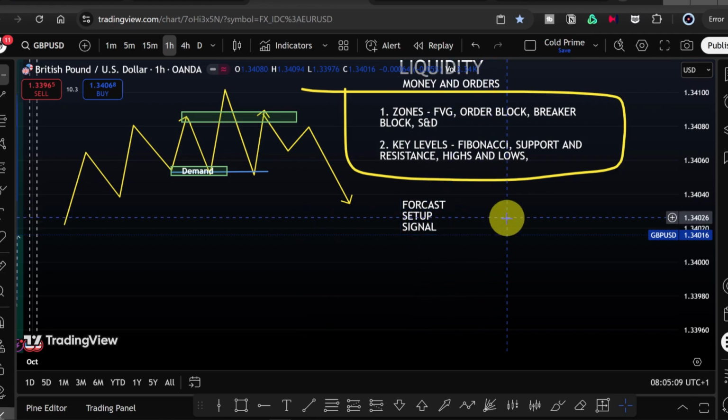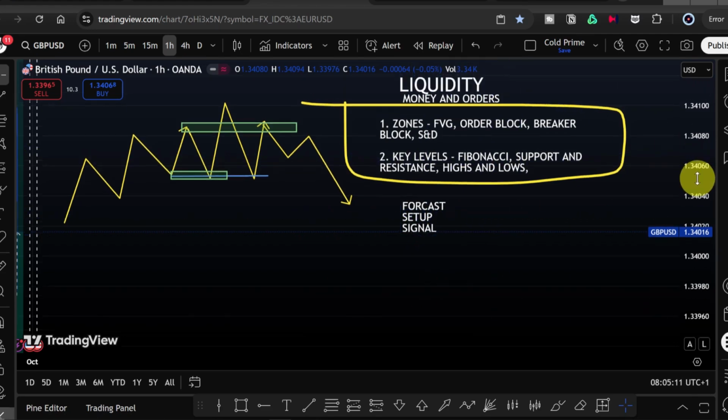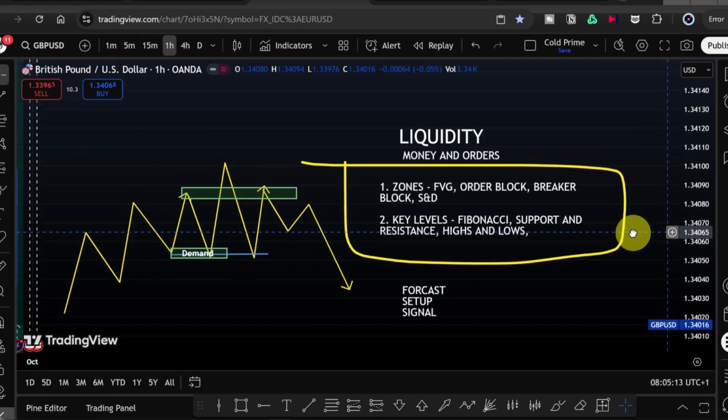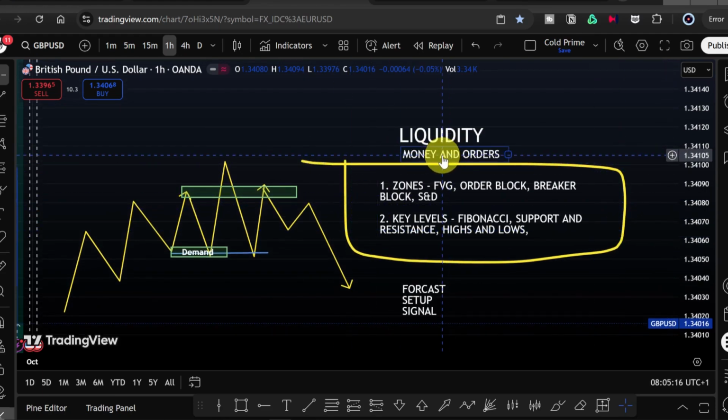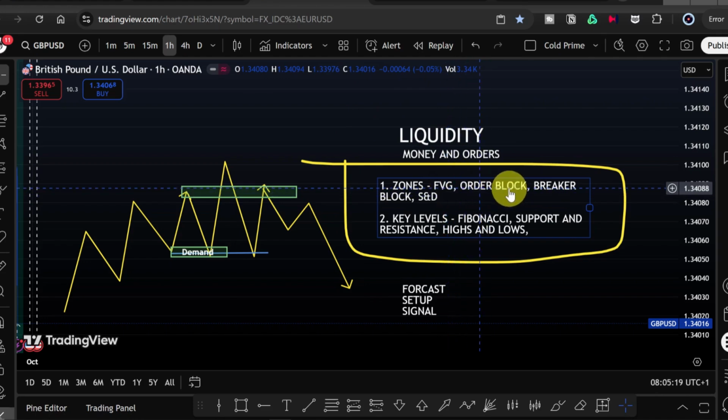What is your setup? So your setup is which zone are you entering, or which liquidity levels are you going for? Are you entering on fair value gaps? Are you entering on order blocks? Are you entering on breaker block, support or resistance? Which one? Just pick anyone and do your back testing. It's that simple. Are you using Fibonacci? I'm telling you, there are some traders that just trade Fibonacci. Yes, they just trade Fibonacci.